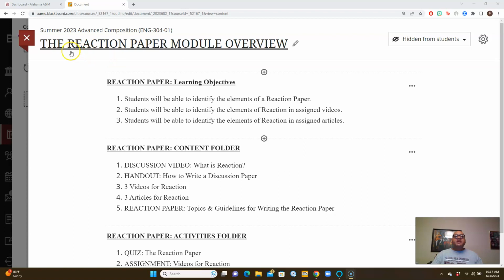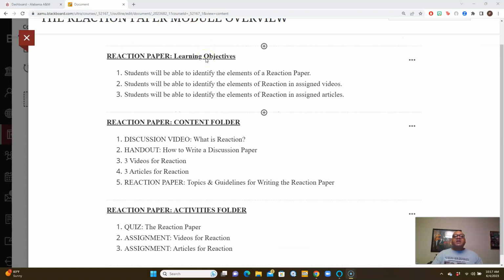If you notice here, you have the reaction paper module overview, and I want to go over the three things that you're going to do this week for the reaction paper. So this week is all about you understanding exactly what a reaction paper is and you completing some assignments geared toward helping you to understand what you're going to do for the paper.